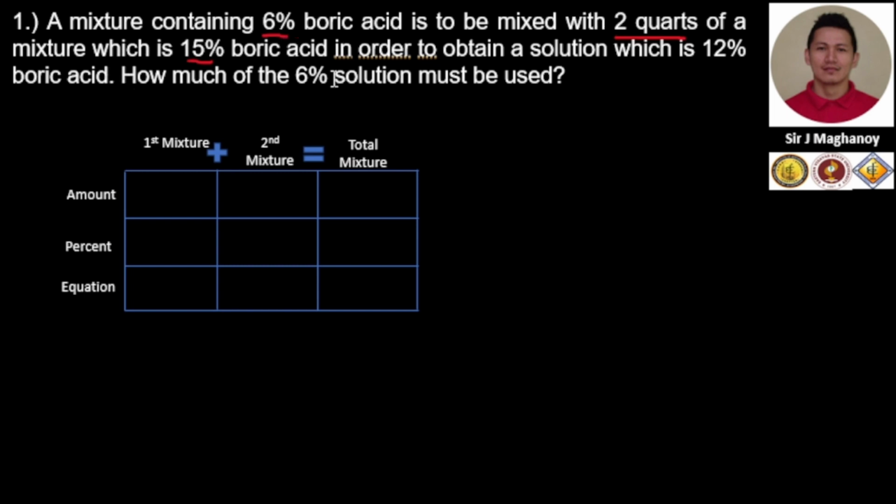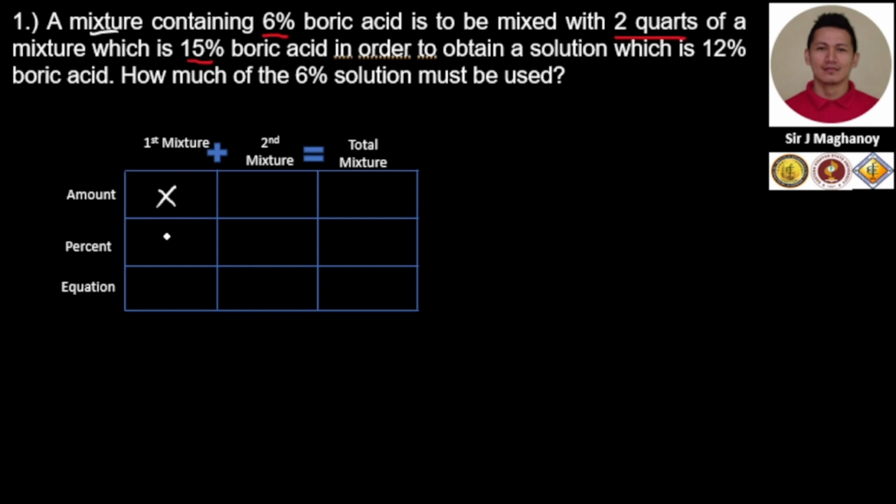The mixture containing 6% boric acid is to be mixed with 2 quarts of mixture that is 15%. If you observe, the amount of the 6% solution is unknown. It is not defined in the problem. So in our usual step in determining the unknown, we let x be the unknown. In this case, that would be the amount. We let x be the amount of the first mixture containing 6%.